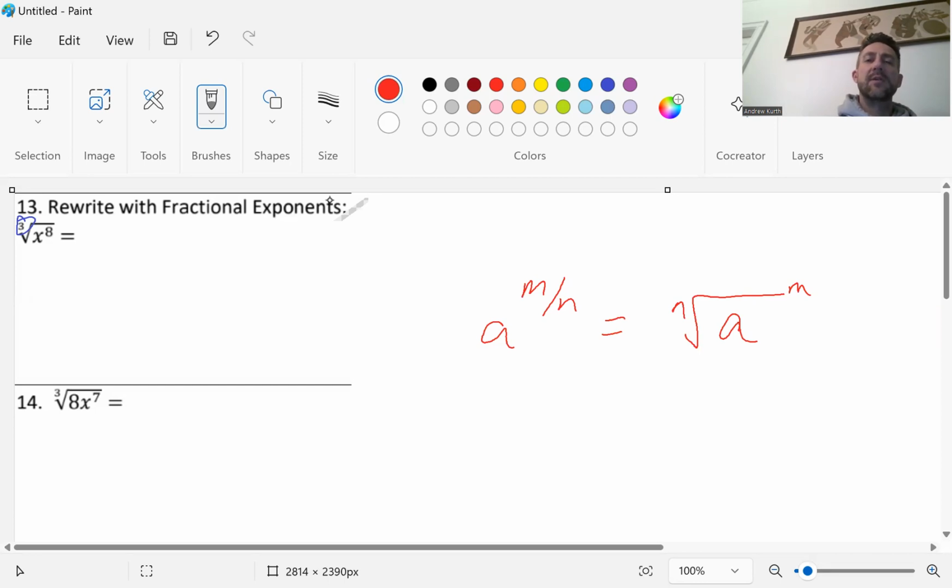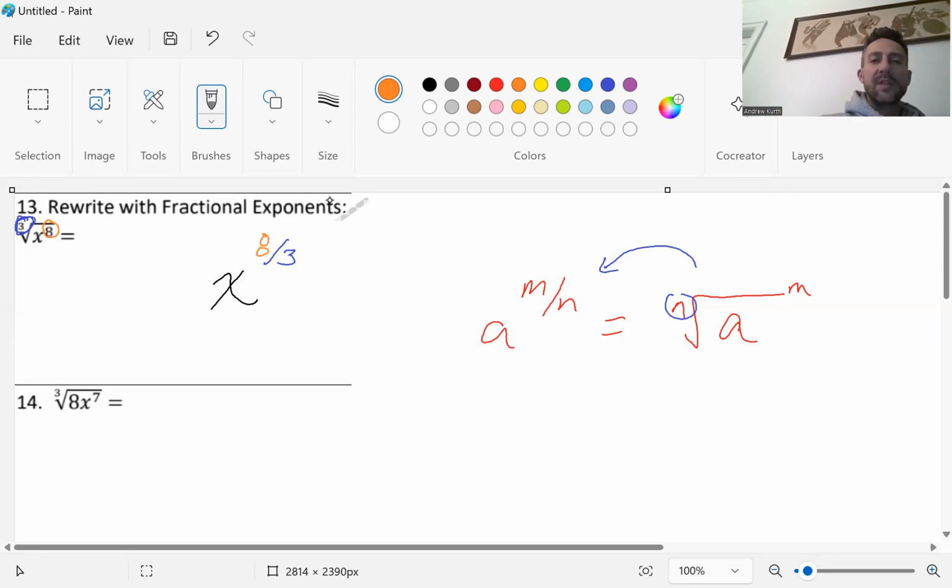So here we need to go back in the other direction. So we see the number inside the radical, the 3, rather the index is what this is called. That should be the denominator of our exponent. And there's the base x. And then the numerator of our exponent is the exponent in the original of 8. So this is x to the 8/3. Okay.